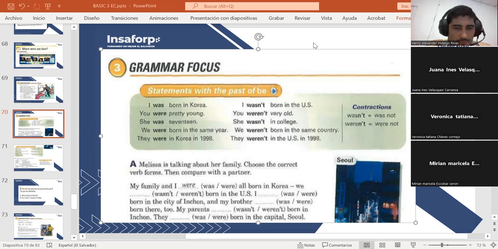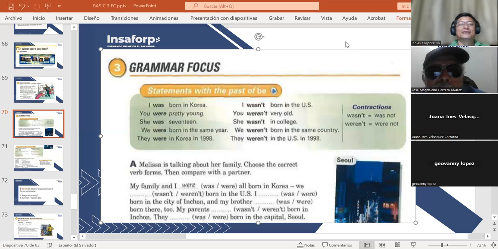My family and I were born in Korea. We were born in the U.S. I was born in the city of Incheon, and my brother was born there too. My parents were born in Incheon. They were born in the capital, Seoul.